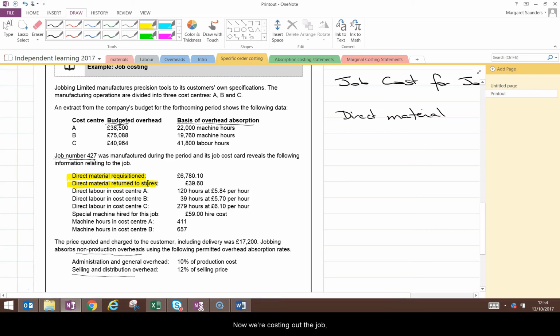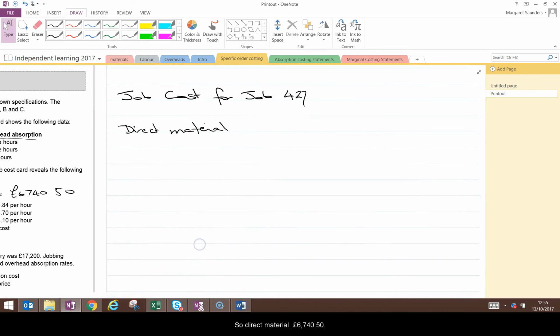Now we're costing out the job, so we just need to know how much material was used for the job. So that's going to be the 6780.10 minus what we returned, and that comes to 6740.50. So direct material 6740.50.